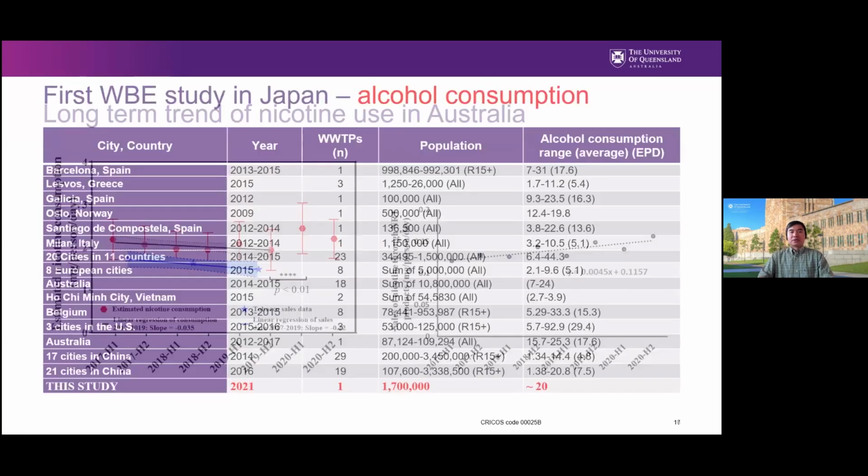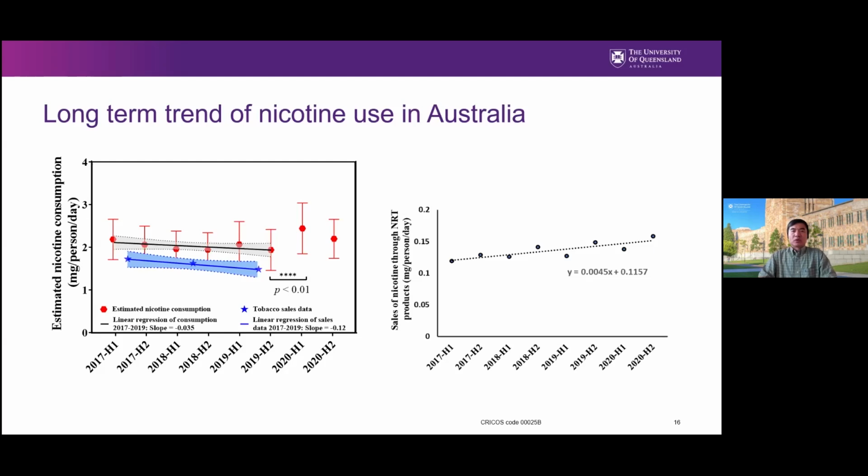But at the moment, we are working on a project to see how much nicotine use in Australia is coming from e-cigarettes, like Carmen has presented, and how much of it is coming from legal tobacco and how much from illegal tobacco.